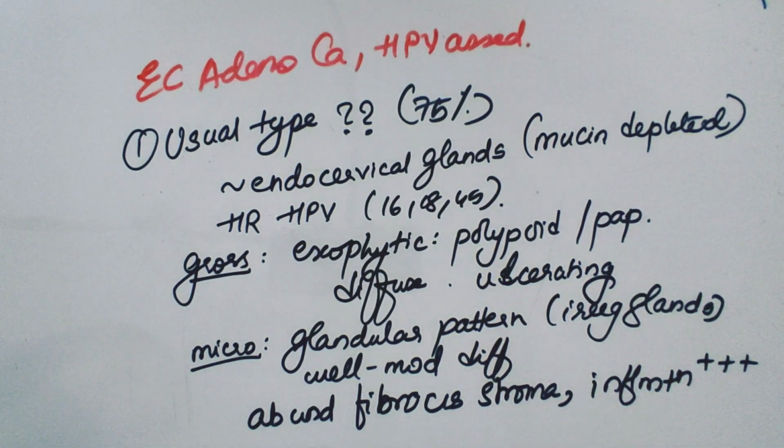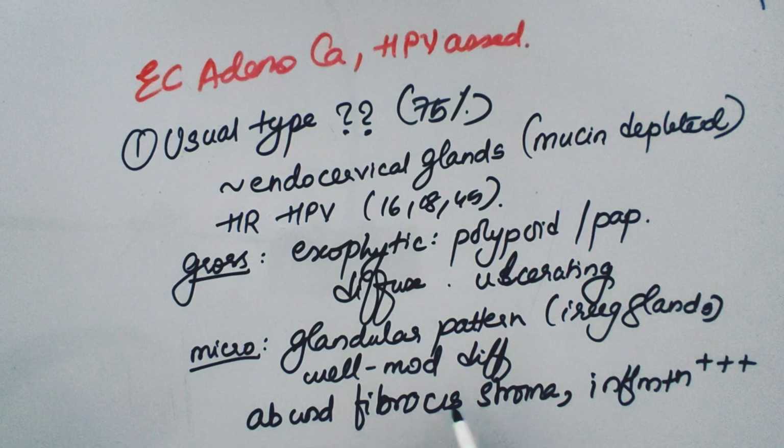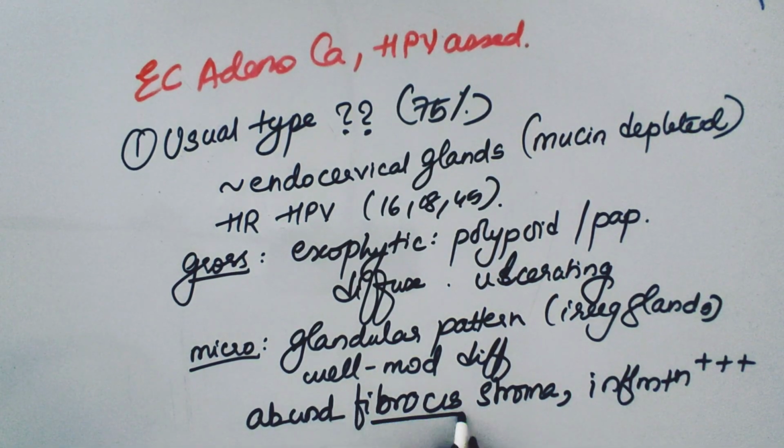So now, each of the points I am stressing. Glandular differentiation is well to moderately differentiated. Usually they have better prognosis than the mucinous type, and then they have abundant fibrous stroma. Okay, now why is it important?